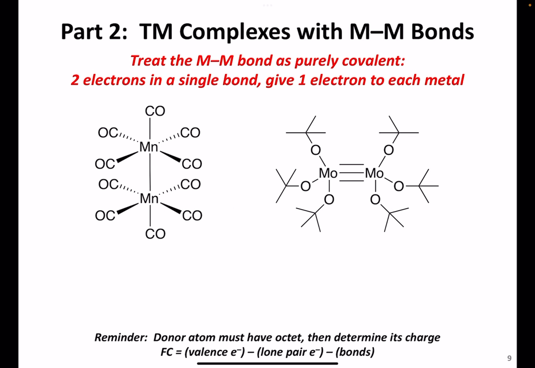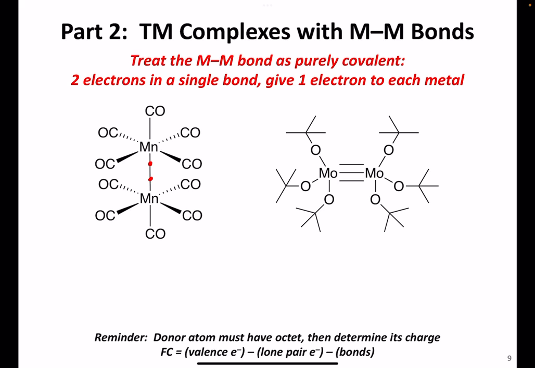If we now start to consider molecules that feature a metal-metal bond, how are we going to handle this? How are we going to treat these metal-metal bonds? Well, we're going to treat these metal-metal bonds as being purely covalent. So what that means is, if we consider the manganese compound on the left, the manganese-manganese bond is a single bond, and so there are 2 electrons associated with it.